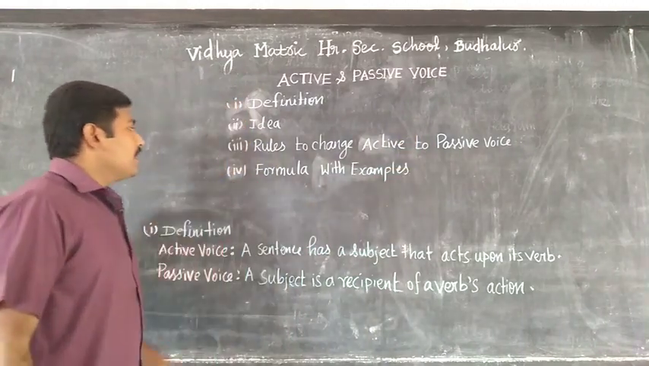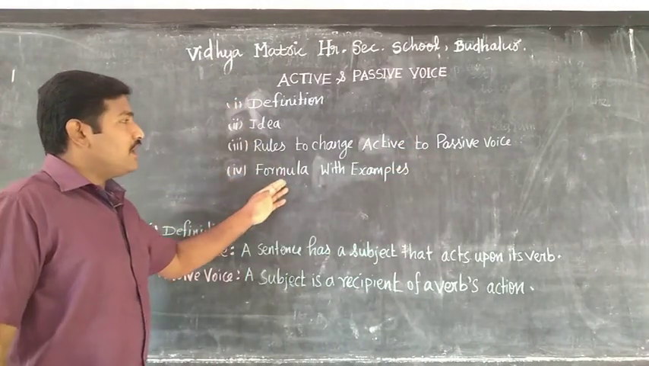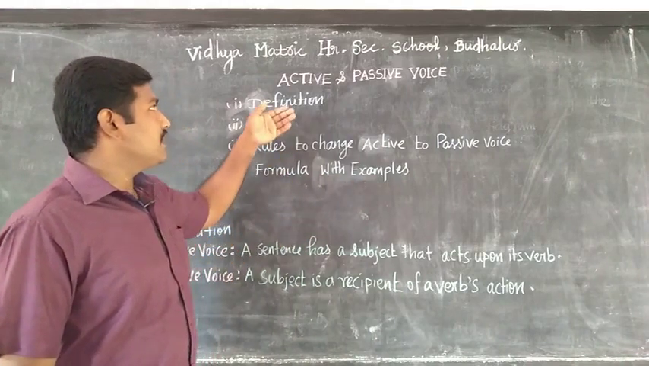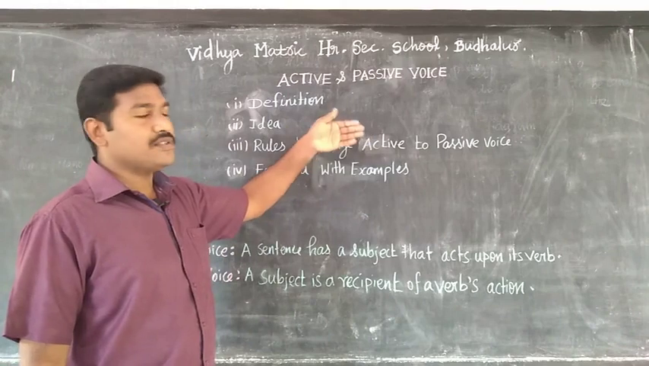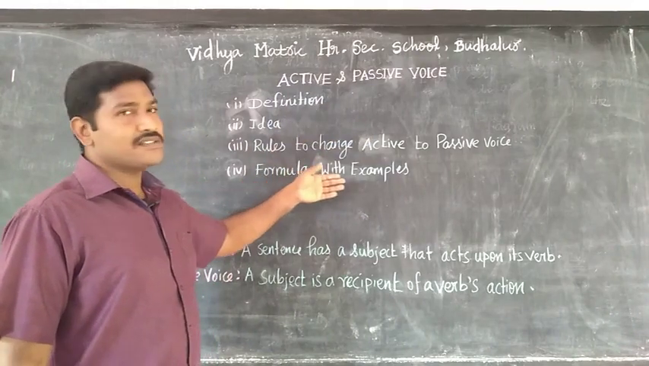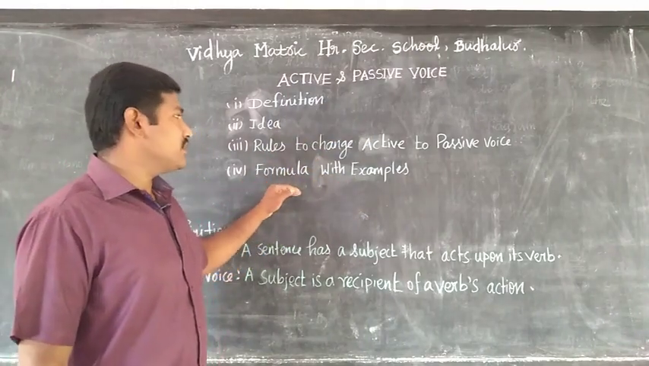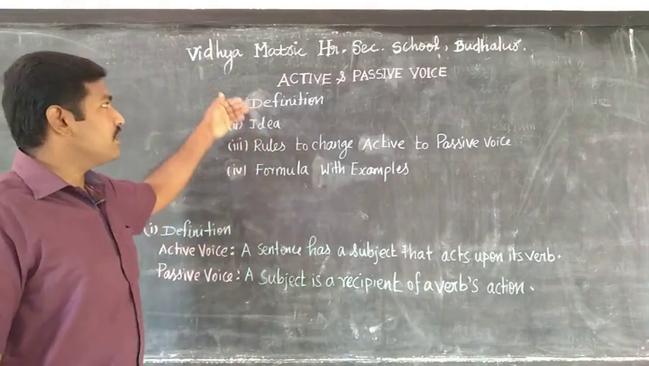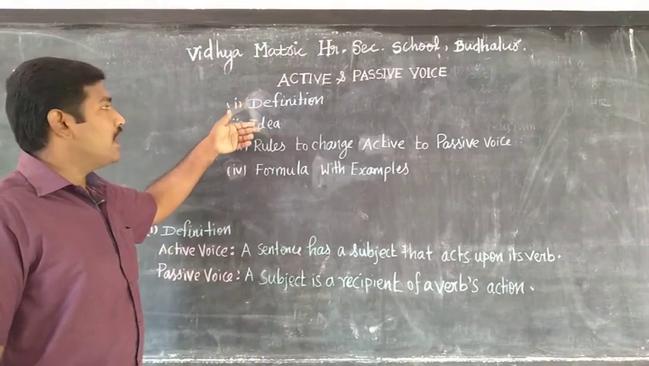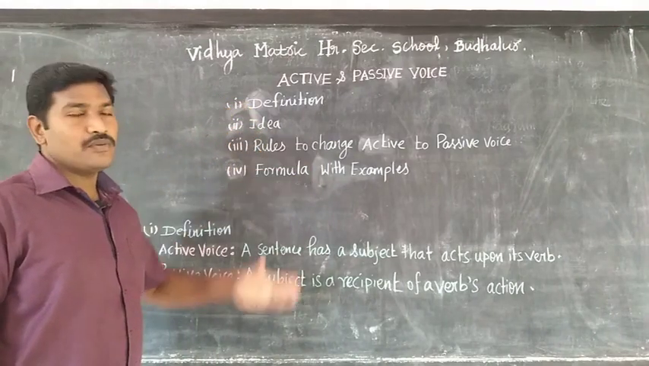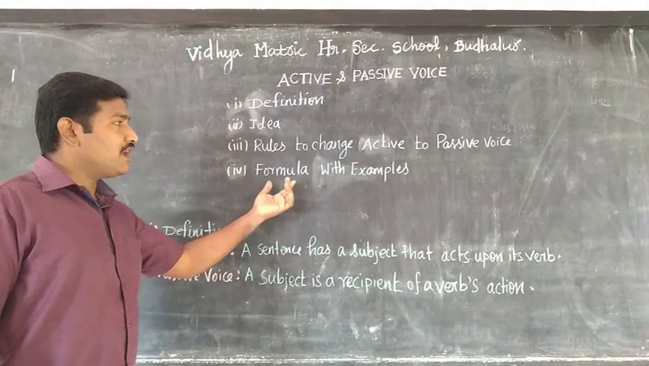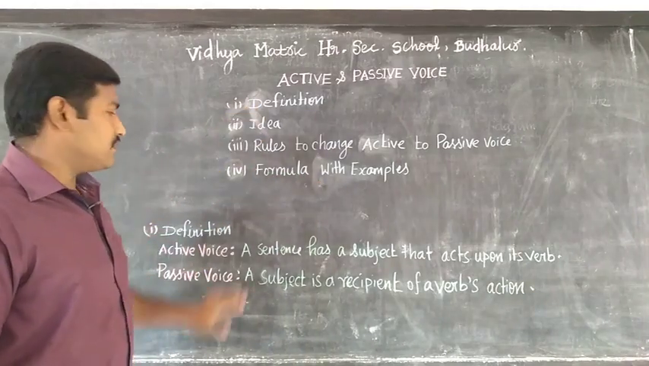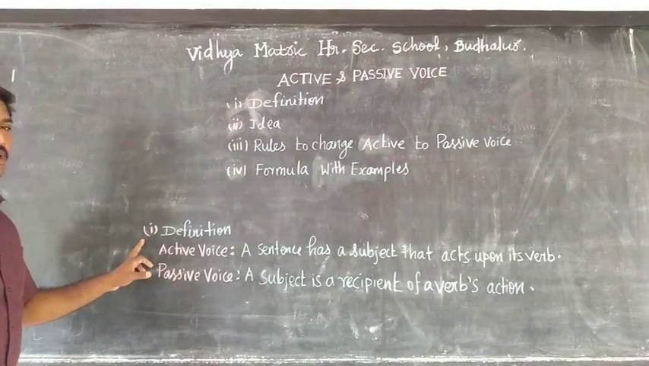The 4th, formula and with examples. I give you some formula to change active to passive voice or passive to active voice with the examples. That is the 4th step. So we are going to learn active voice and passive voice through the 4 steps: definition, idea, rules to change active to passive voice, and formula with the examples. Now we move to definition. Step number 1, definition.